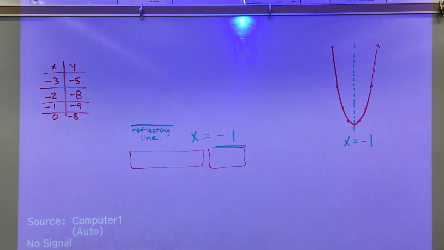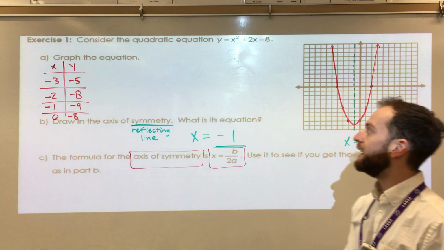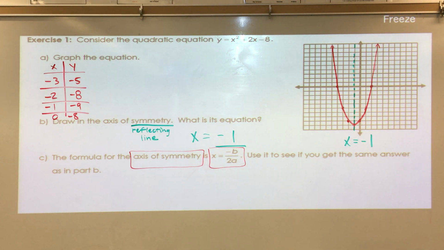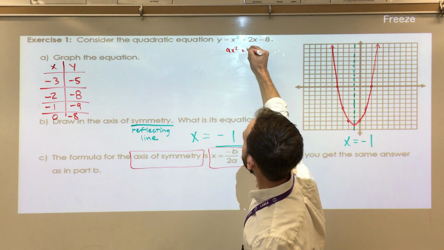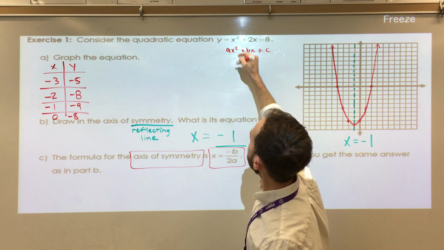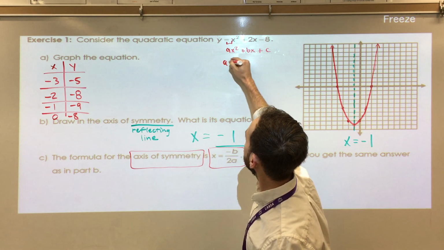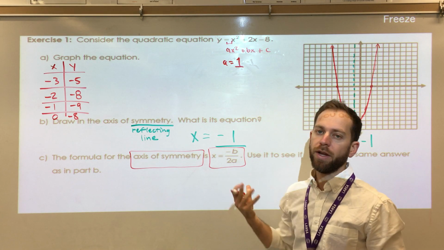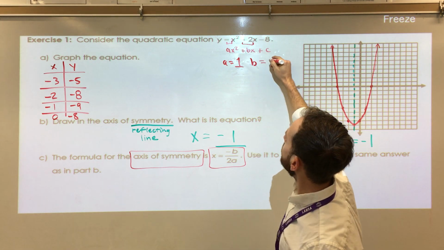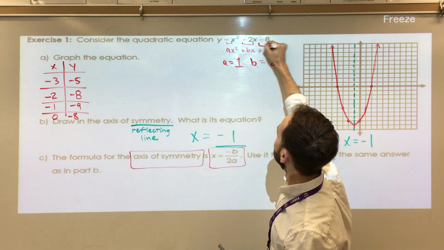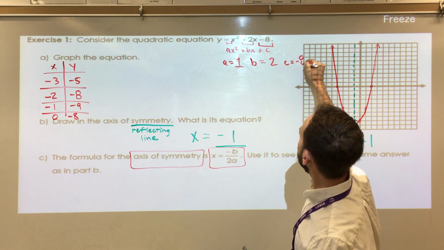So we have to identify what is our a, b, and our c. Remember we had standard form on the last slide: ax squared plus bx plus c. So our a value in this case is whatever's in front of the x squared. So our a value is actually just 1 because there's just one x squared. Our b value is right here in front of the x, so that's positive 2. And our c value, don't forget to use the sign that's before the number, is negative 8.